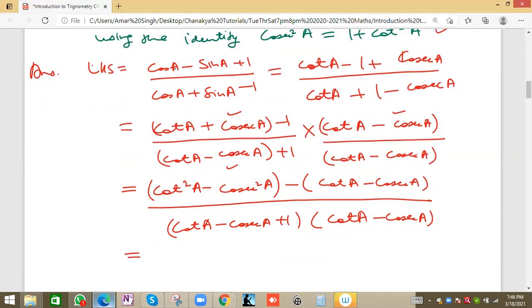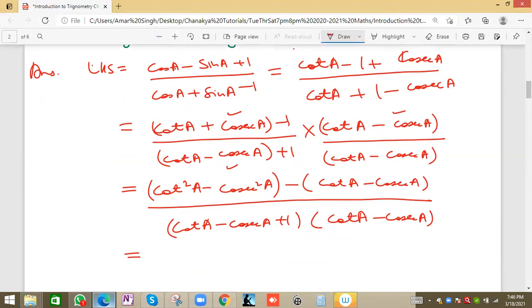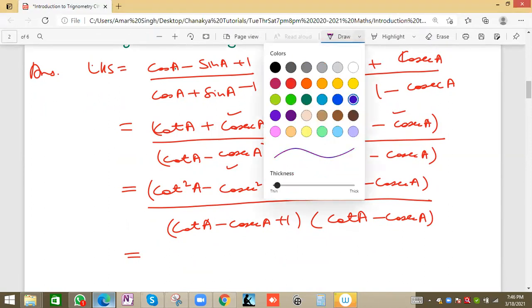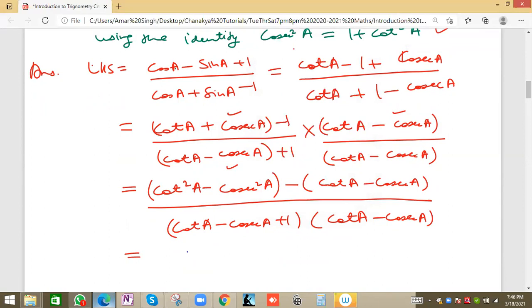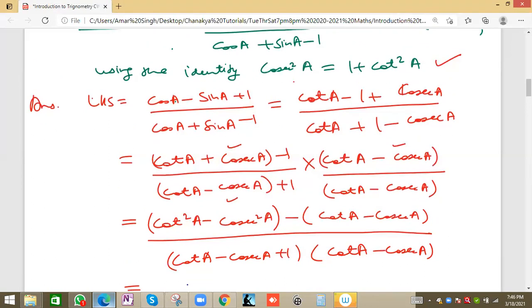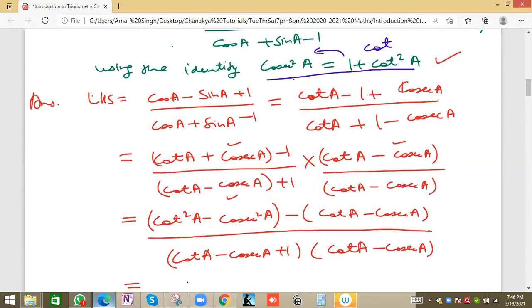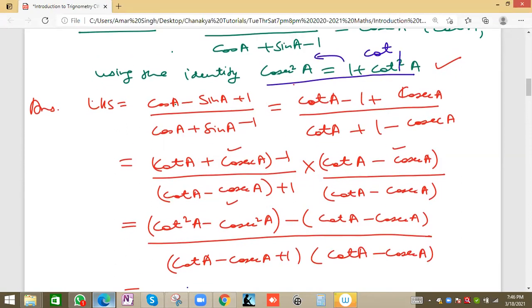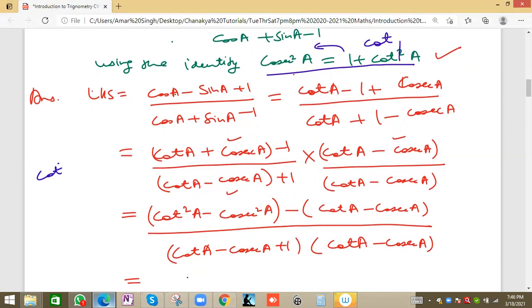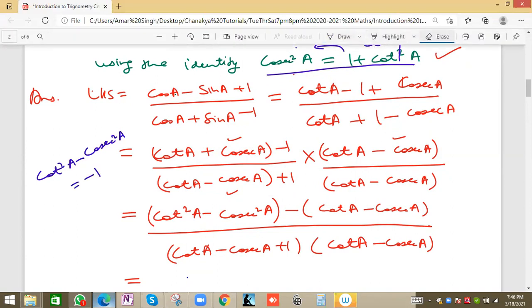Now cot square A minus cosec square A will be equal to how much? We have the identity, right? Cot square A minus cosec square A is not 1, it is minus 1. See, we have this identity: cosec square A is 1 plus cot square A. So cot square A minus cosec square A will be equal to minus 1. Right?